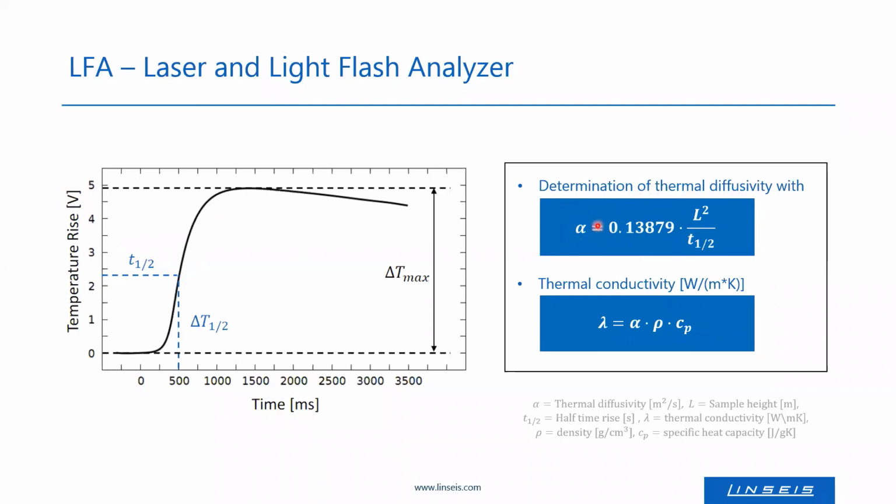And if you want to calculate thermal conductivity out of the thermal diffusivity, you have to multiply with the density and the specific heat capacity of the material. So this laser and light flash method does not give directly thermal conductivity, but you have to know density and specific heat capacity to compute thermal conductivity.